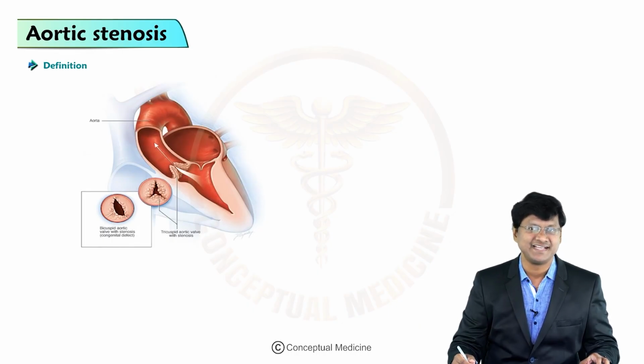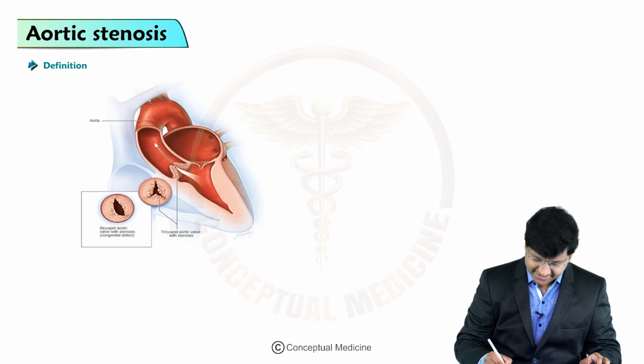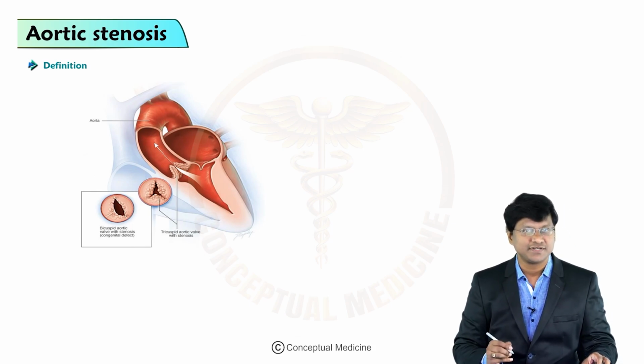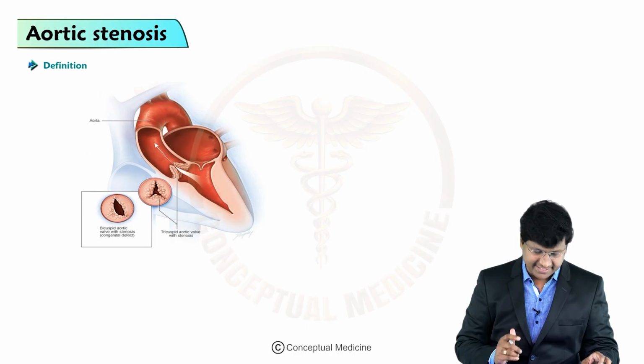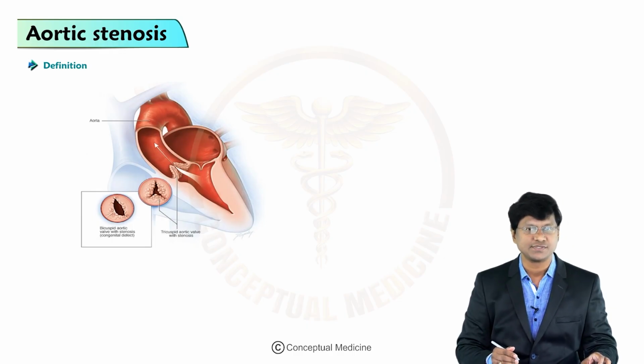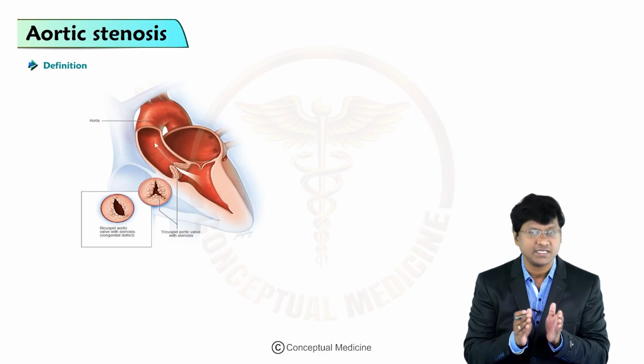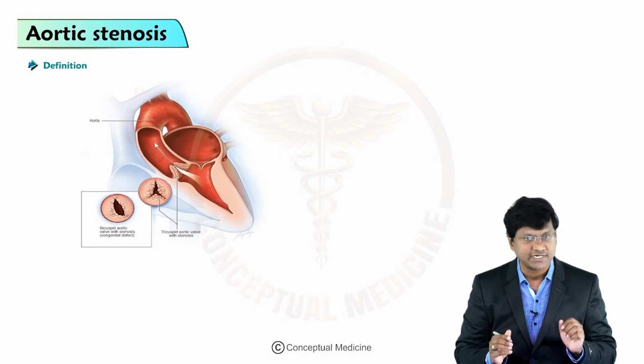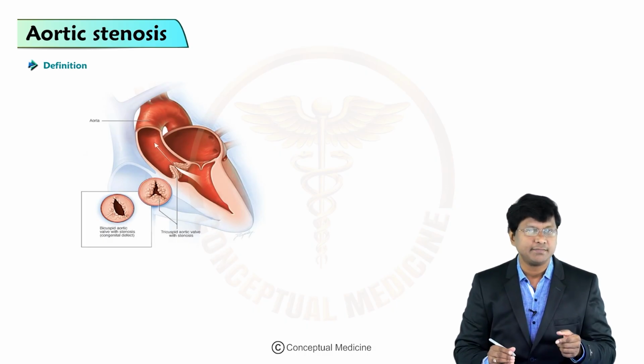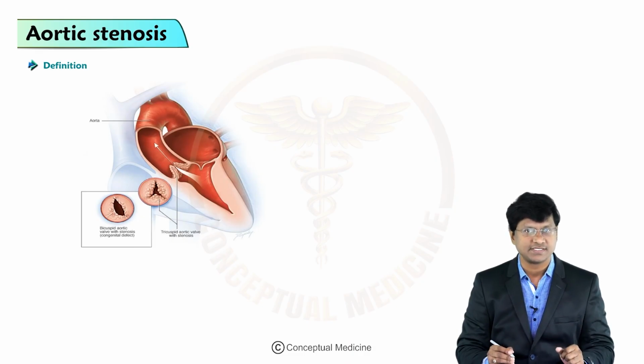In this session, I will be discussing a very important topic in cardiology, that is aortic stenosis. So first, let me take up what exactly is the definition of aortic stenosis. In aortic stenosis, the valve area of the aortic valve will be narrowed. That is what is aortic stenosis. And because of this narrowing of the valve, there will be an increase in the gradient between the left ventricle and as well as the aorta.